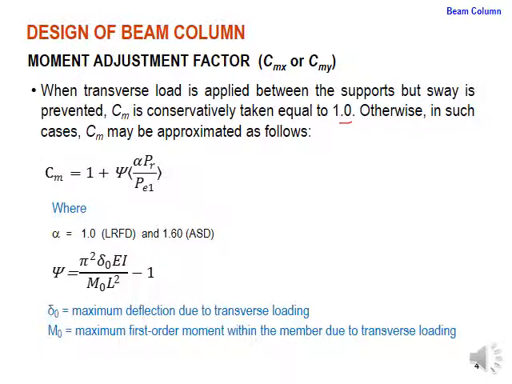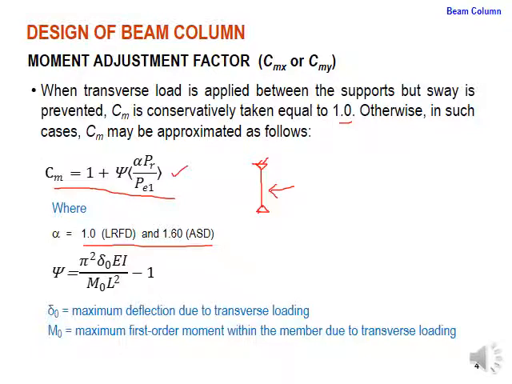Otherwise, in such cases, Cm may be approximated. So if you are not interested in taking the conservative value of 1, then you can use a different equation for the case when the transverse loads are applied for the restrained ends. That means the end conditions are no sway, but in between the column, lateral loads have been applied. So for this particular case, this equation is used to calculate the Cm. That will be 1 plus psi alpha Pr over Pe1, where alpha is 1 in LRFD and 1.60 in ASD. You have to keep this in your mind.